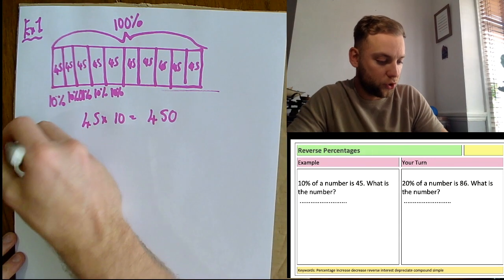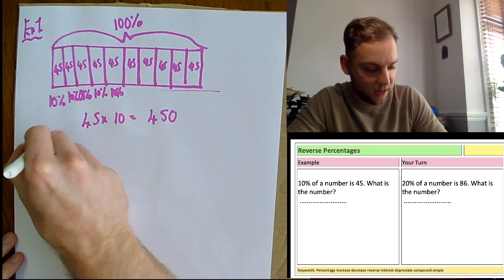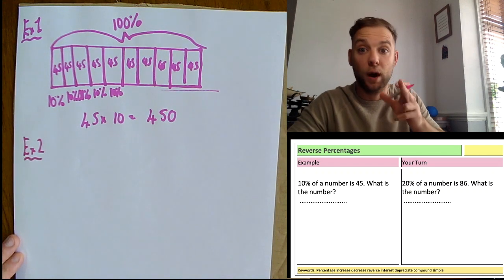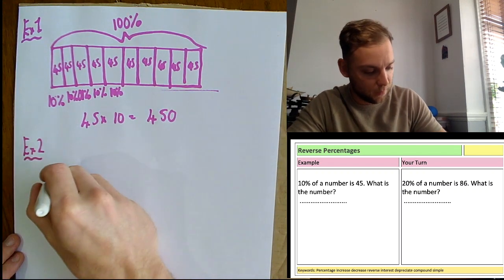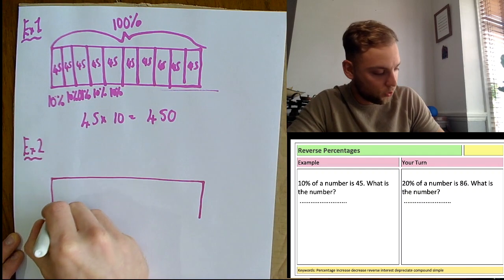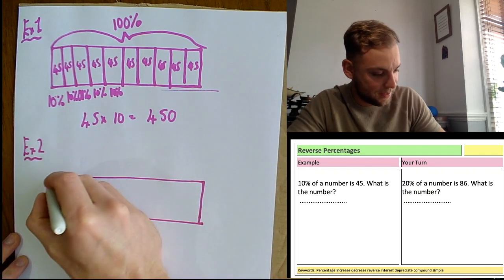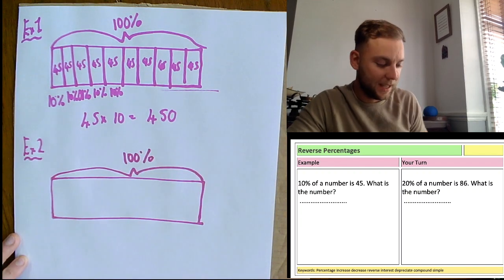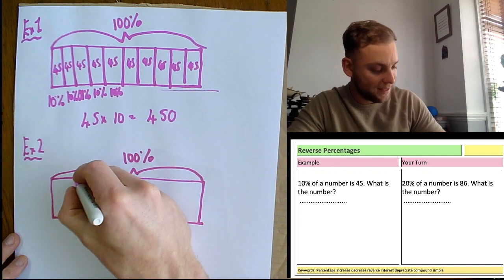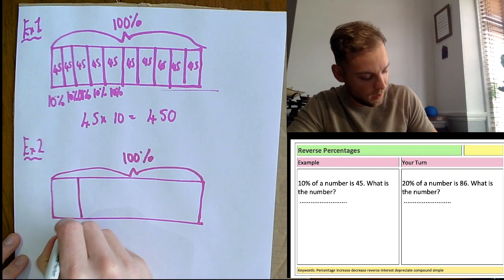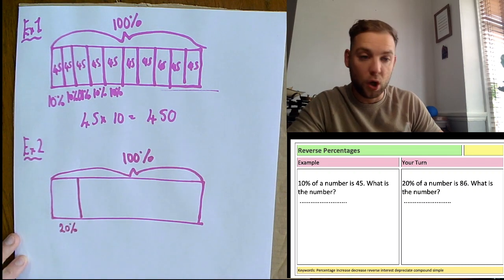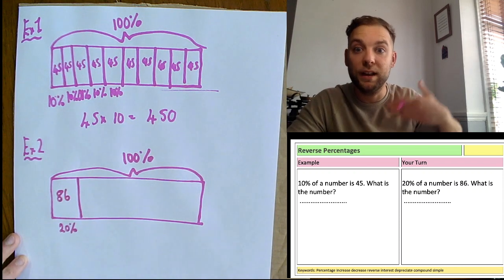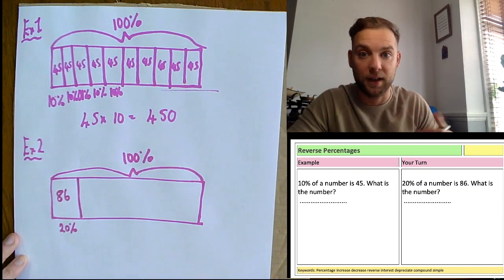So, example 2 this is. You should have got this one down anyway when you had a little go at it. So, 20% of a number is 86. What is that number? Now, again, we're going to be looking at the bar method. Remember, we're trying to find 100%, which is all of this. 100%. And this time it's telling me that 20% is worth 86. What was the original amount?